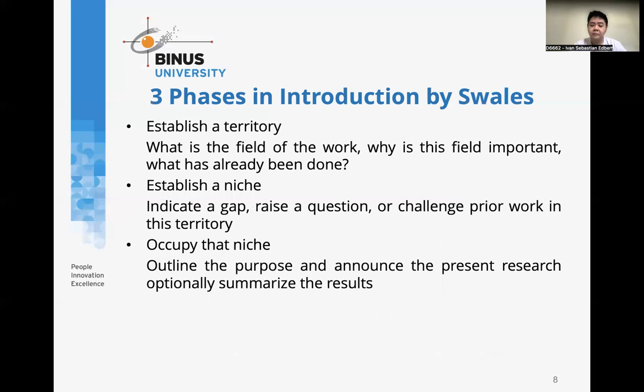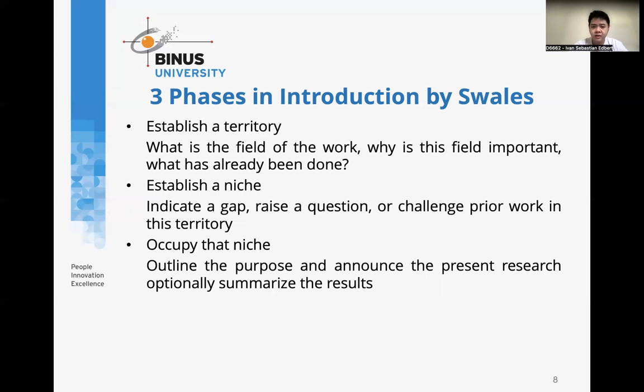Okay. Now, there are three phases of introduction by Swales. The first one is establish a territory. It means that we need to explain the important field of our research. The scope of our research is really important. The second one is establish a niche. In this process, we will indicate a gap, raise questions, or challenge prior work in our territory.